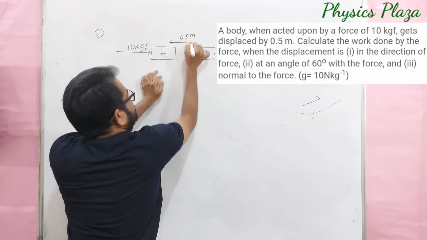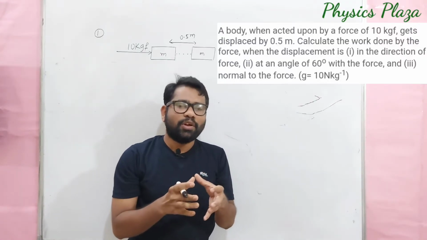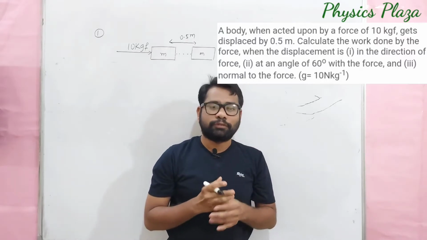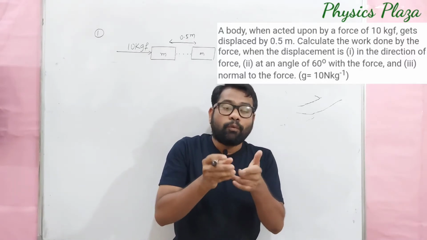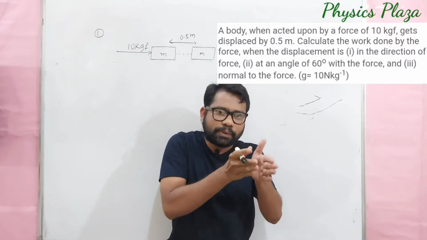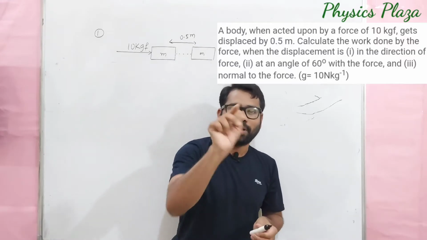Then they are asking us to calculate the work done when the body is displaced in the direction of applied force. That is the first one. The second one: what is the work done when the angle between displacement and force is 60 degrees, and what is the work done normal to the force.